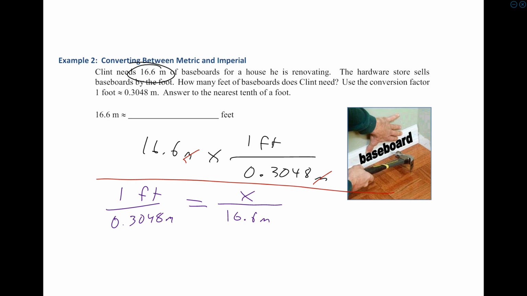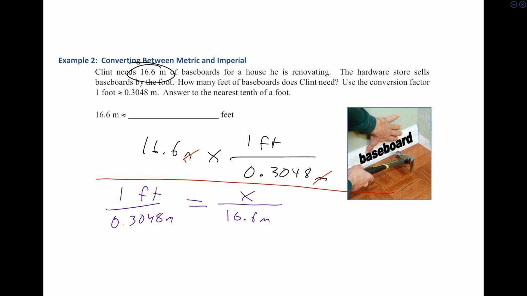Just notice, this seems a little bit weird because I've set these up upside down. If you're doing 16.6 times this conversion factor, this is called unit analysis, dimensional analysis. This is what you do in science. This is what I usually do. But what we were doing last unit was setting up proportions, foot per meter equals foot per meter.